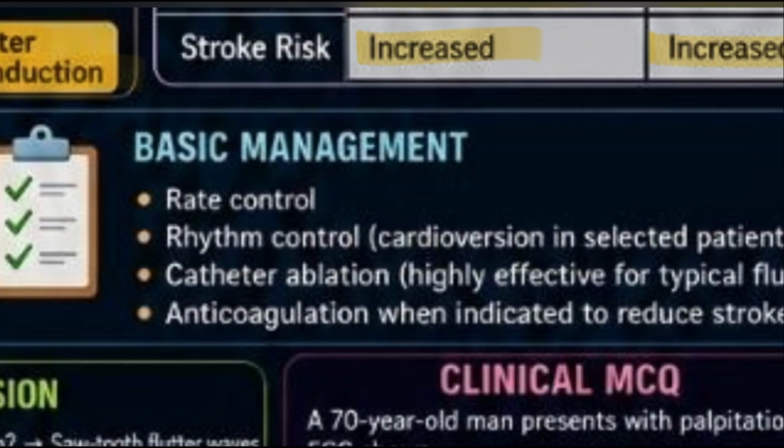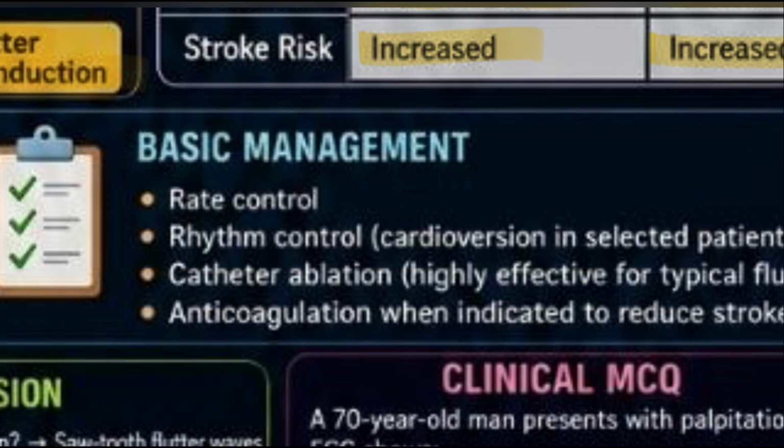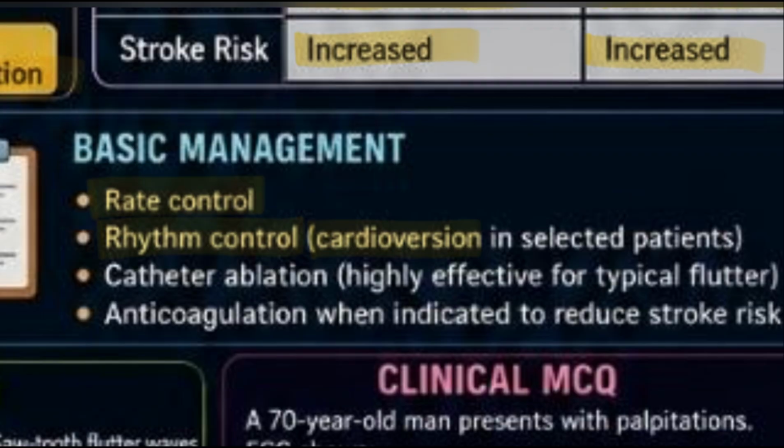So what's the basic management? We have to do treatment depending on whether the patient is stable or unstable. The main options include rate control, then rhythm control, including cardioversion in selected patients. Next we have catheter ablation, which is highly effective for typical flutter. Then we do anticoagulation when indicated to reduce stroke risk. We will discuss this detailed management when we do future arrhythmia lessons in the cardiology series.